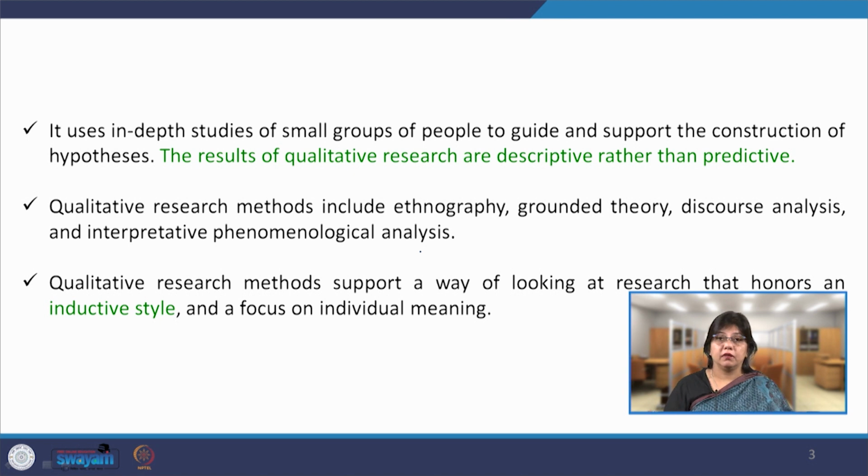Qualitative research methods include ethnography, grounded theory, discourse analysis and interpretive phenomenological analysis. These are the types of qualitative research methods that social psychologists, sociologists or anthropologists refer to in order to understand the environment in terms of behavior, in terms of any particular environment or any particular specific event.